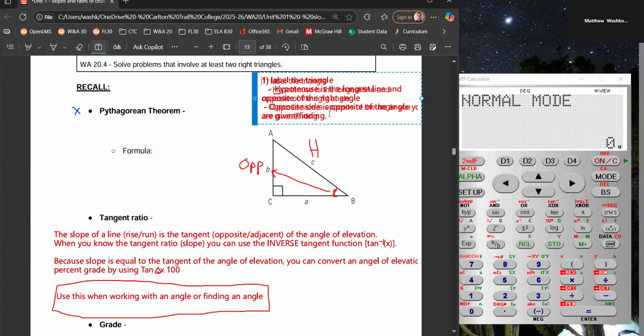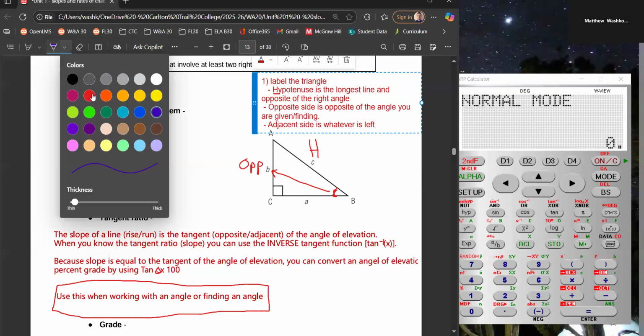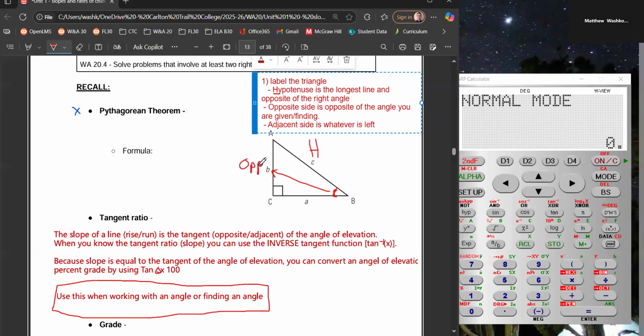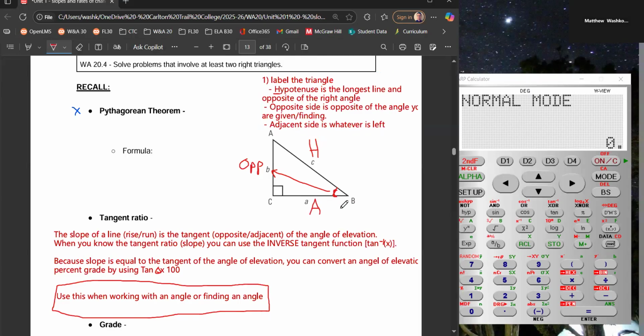And then finally, there's only one thing left, an adjacent side. The adjacent side is whatever is left. So that's the order we always go in. If this is my hypotenuse and this is my opposite side, that means this is my adjacent side, A. H-O-A: hypotenuse, opposite, adjacent. You need to understand how to label the triangle before you can do anything else.